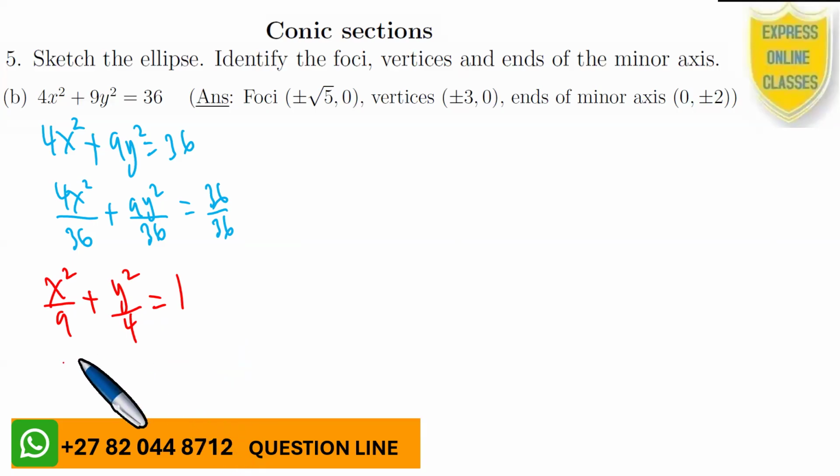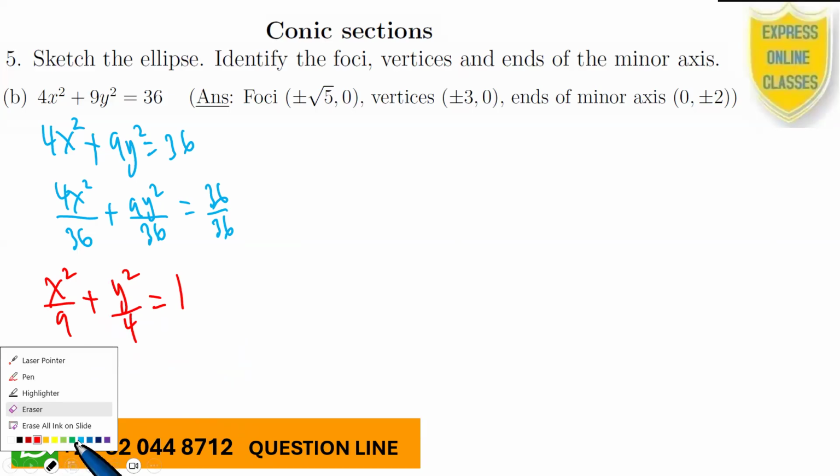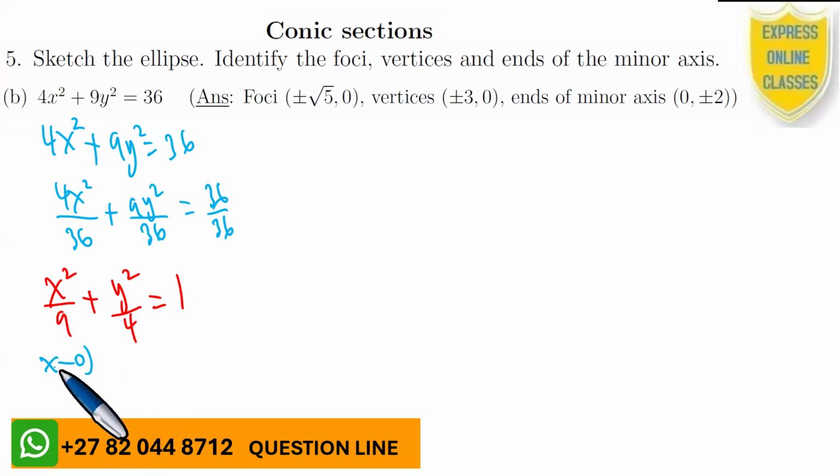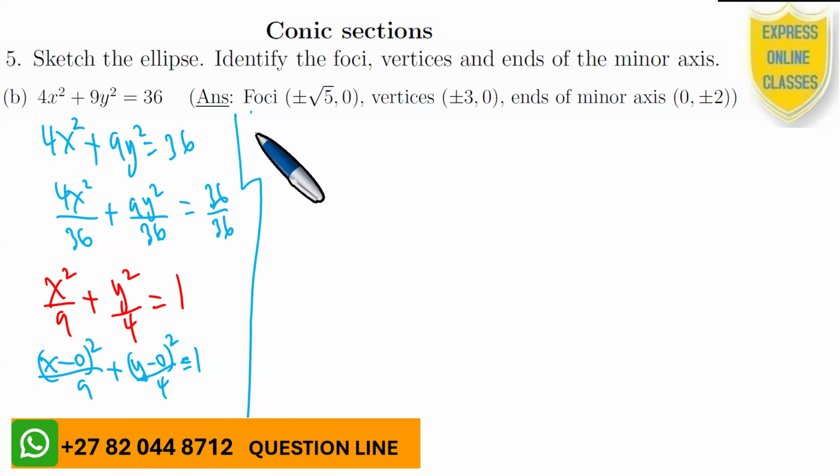Okay. This will give us the center. So obviously this one is going to become x minus 0 squared over 9, and then y minus 0 squared over 4 equals 1, which means the center is 0, 0. Right, the center is 0, 0.